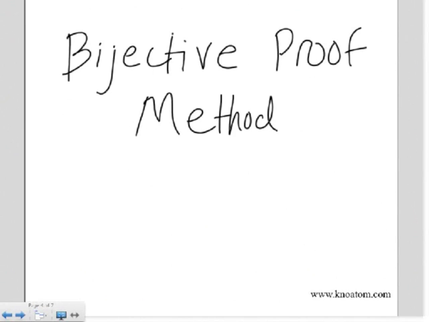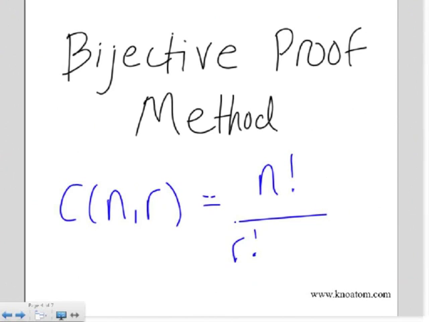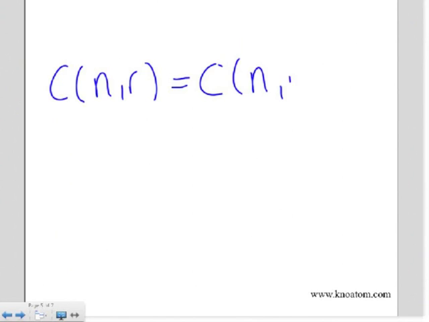Alright, now let's actually look at a real example of a bijective proof. Recall that an r-combination of a set with n elements, also known as C(n, r), is equal to n factorial over r factorial times (n minus r) factorial. And using the bijective proof method, we're going to show that C(n, r) is equal to C(n, n minus r).